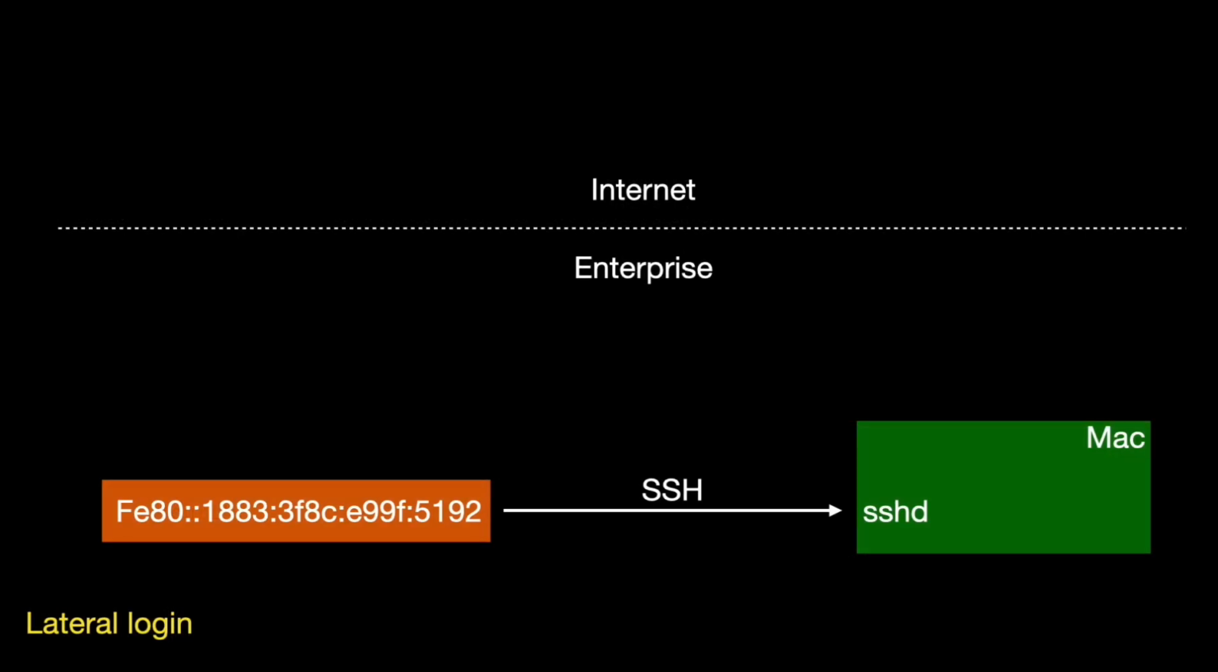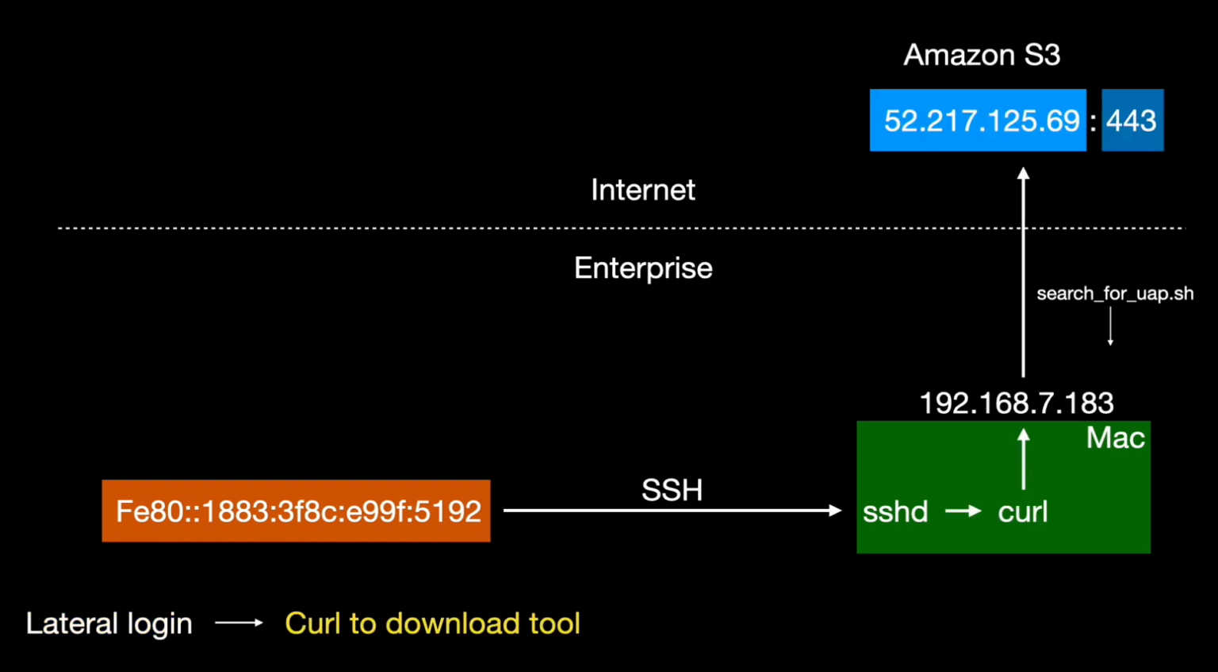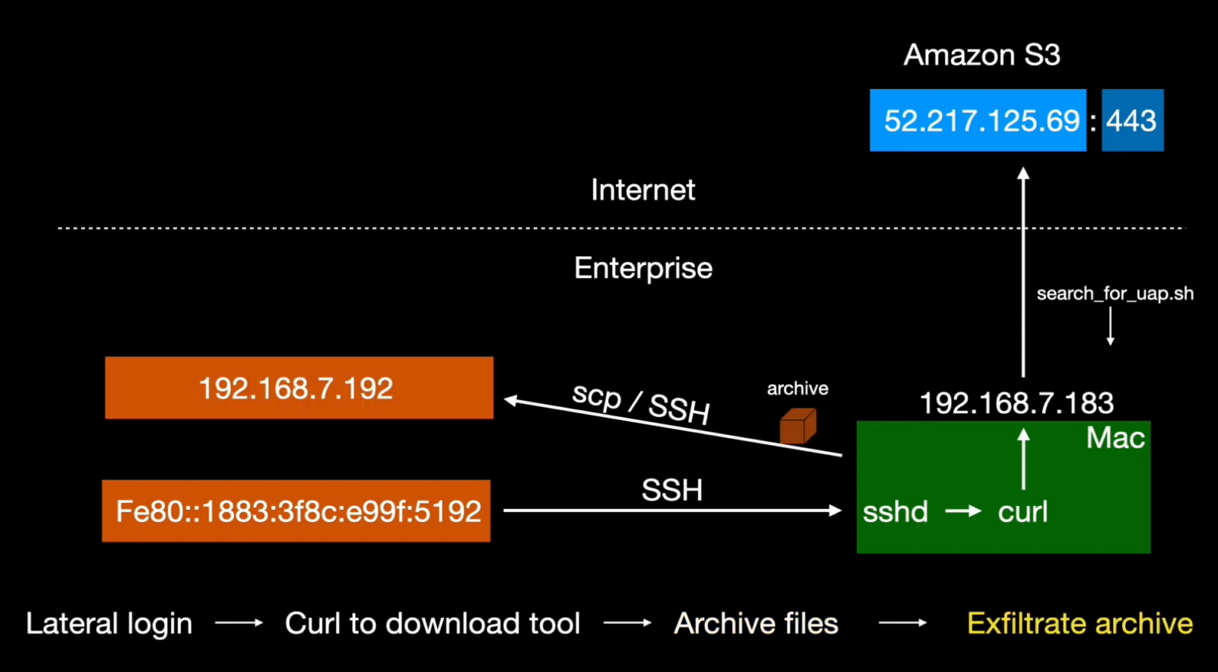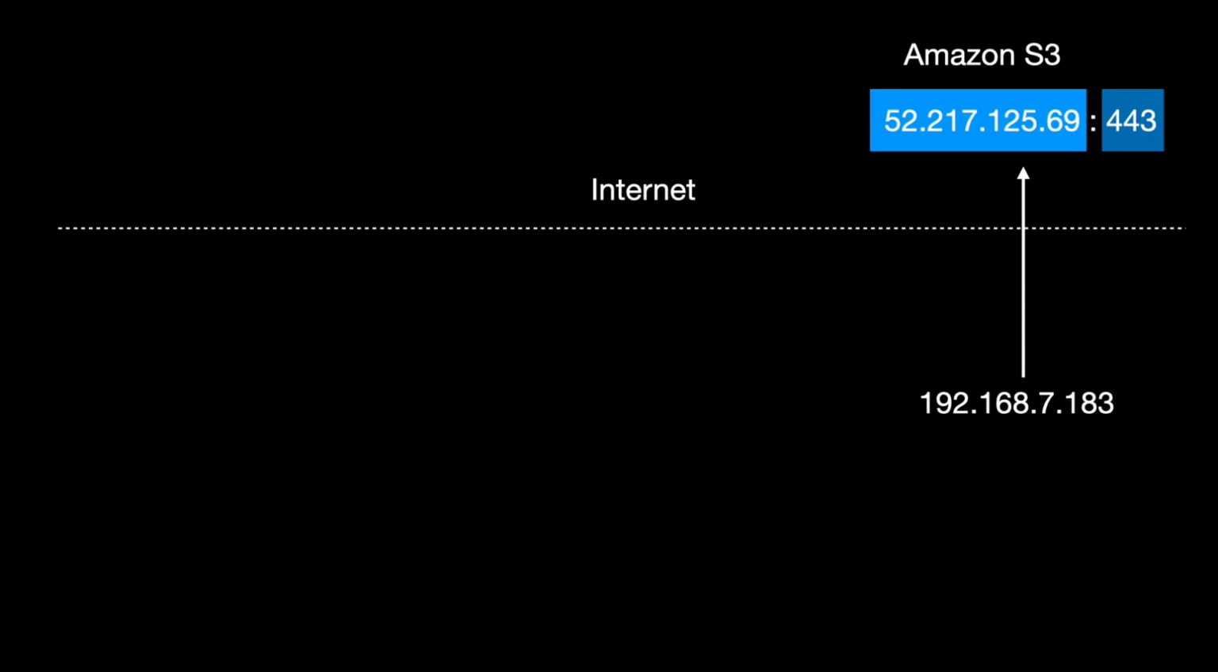Someone logged into this Mac over SSH from another computer within the enterprise. The user used the curl command to pull down a tool from Amazon S3 and execute it. The user created an archive with several copied files from the computer. And finally, the user exfiltrated this archive to another computer inside the enterprise. So, with endpoint data, we know this rich and suspicious story. Without endpoint data, we just know there was an encrypted connection to Amazon's S3 service.